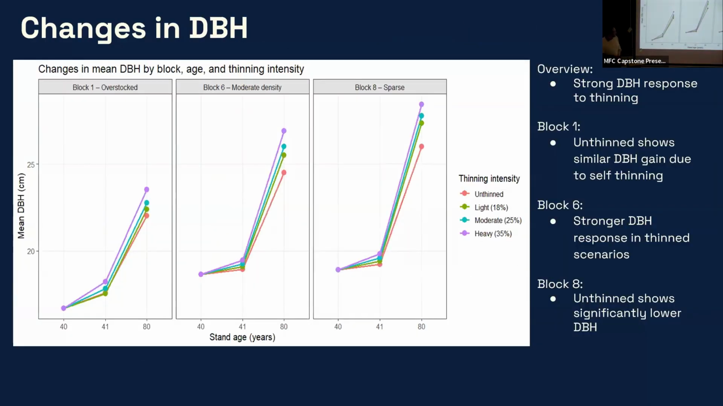When we look at changes in DBH, we see a strong response to this thinning method. As shown earlier in my Pearson's correlation, there is a strong correlation between density and size. We see that again here in every model, where the heaviest thinning has the highest DBH. We see the most growth in heavier thinned blocks.